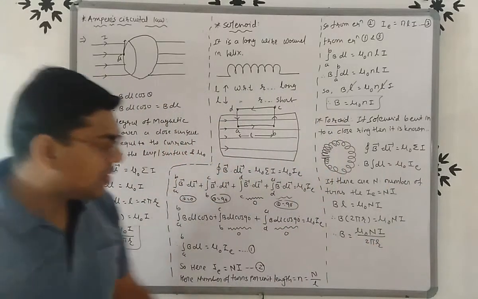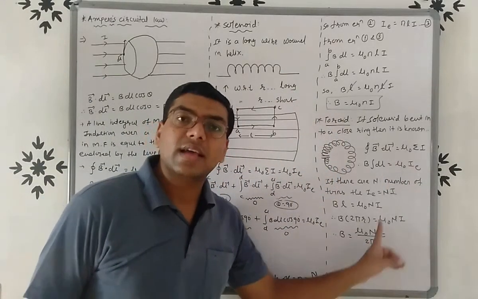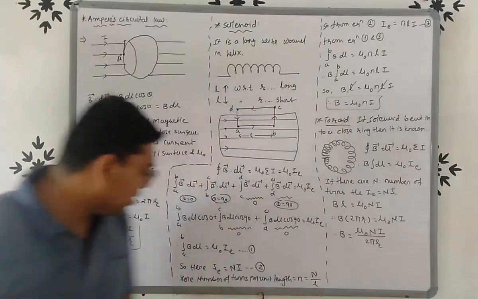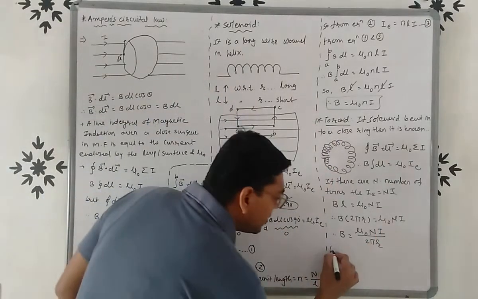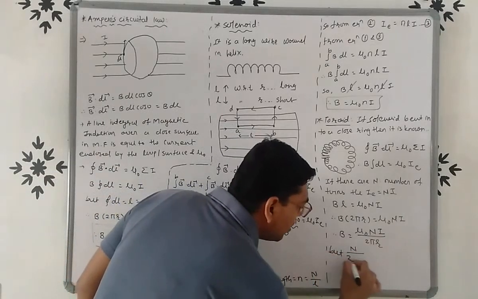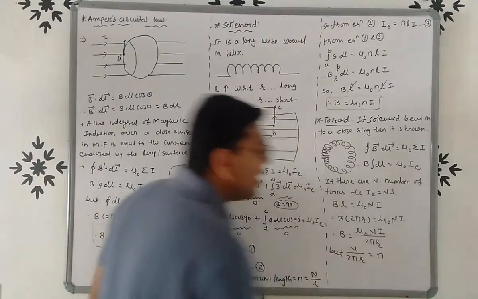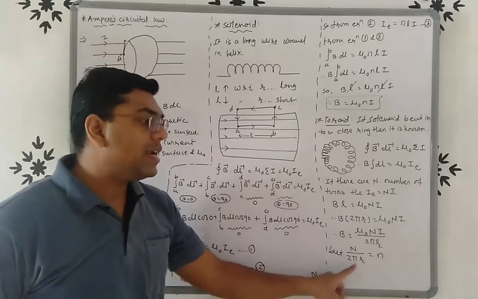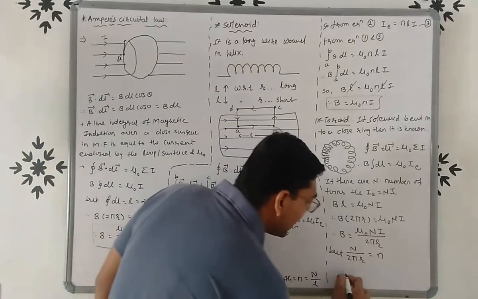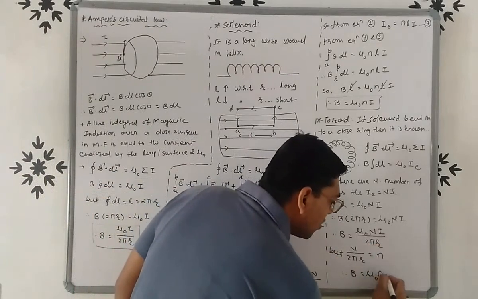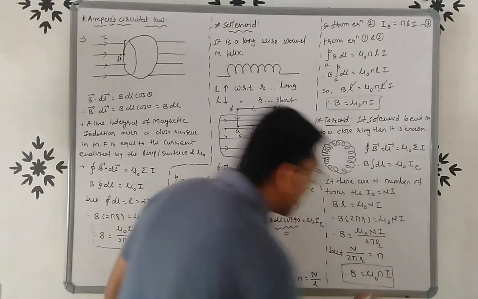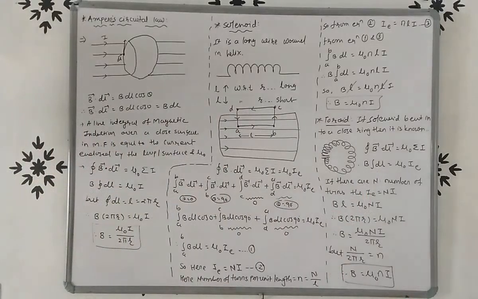So if we formulate B, then B is equals to mu 0 capital N I upon 2 pi r. Now see here friends, 2 pi r is length, capital N is number of turns, and we know that the number of turns per unit length is small n. So capital N upon 2 pi r is small n, number of turns per unit length. So we get B is equals to mu 0 small n into I. So the formula of magnetic field for toroid is mu 0 small n I.